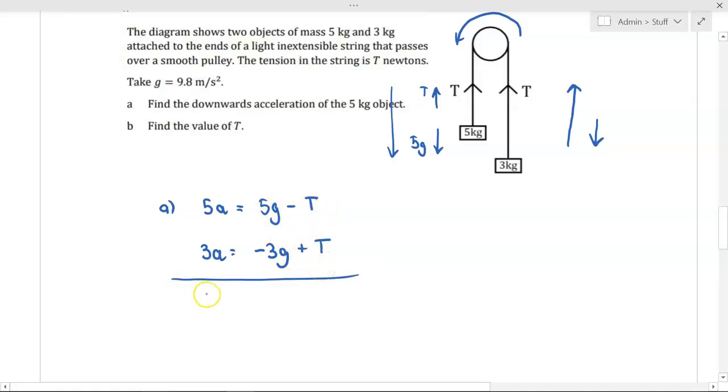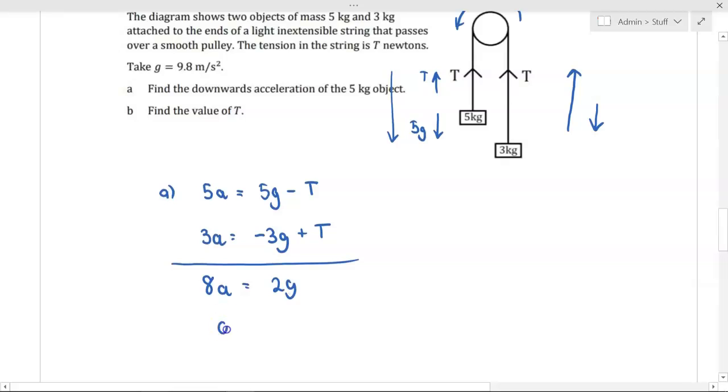Now if I add those two equations, I'll get 8a equals 2g and the T's will cancel. So acceleration, when I divide by 8, will be g on 4, which equals, putting in our 9.8, 2.45 meters per second squared. Okay, one thing you might notice is that in one of these we have to add and in one of them we have to subtract. So that's something to keep in mind.